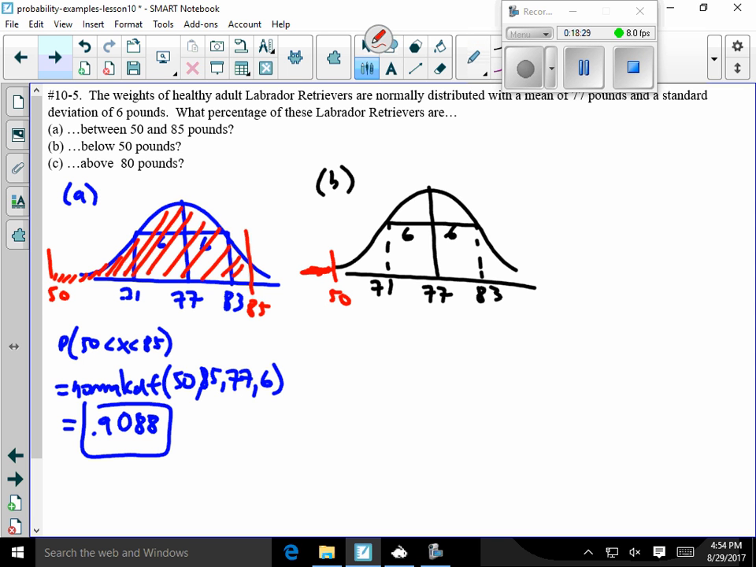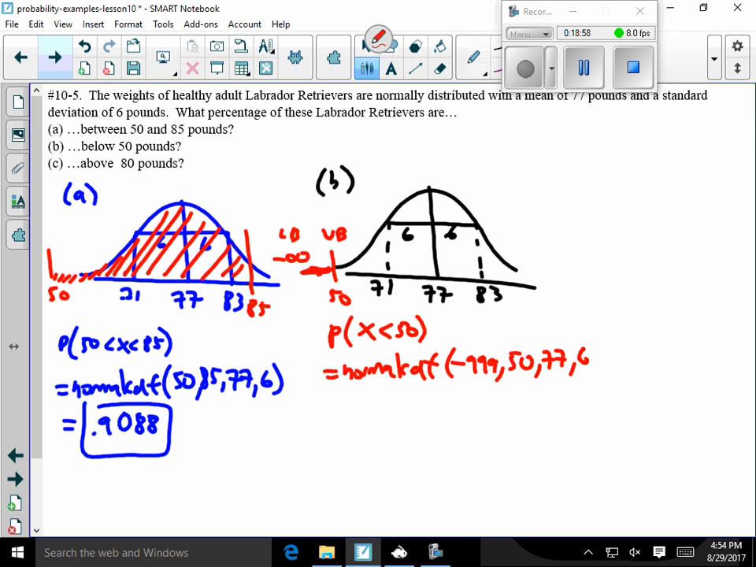Okay, so the probability, or the percentage, or fraction of the population that has a data value below 50 would be normal CDF. But then this 50 is now the upper boundary. The lower boundary would essentially be negative infinity. So I'm going to put a very large negative number, negative 999, in there, up to 50 with a mean of 77 and a standard deviation of 6.